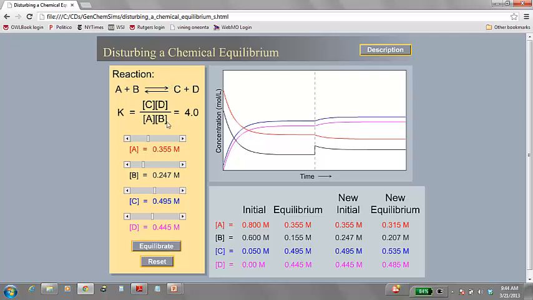And in fact, it does. So we see that A and B decrease in concentration because we added B. So A and B are going to decrease, make more C and D. So we see the C and D increasing in concentration.